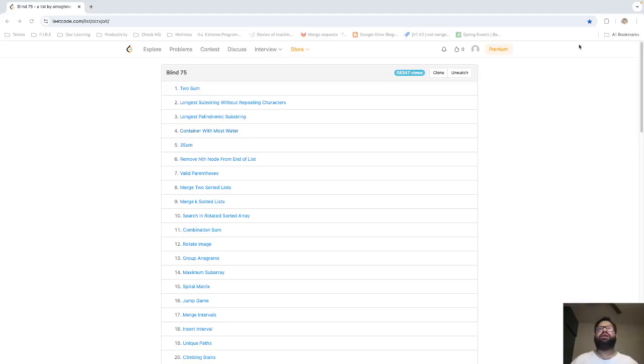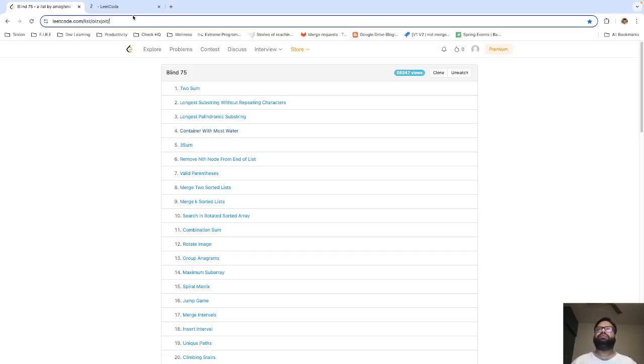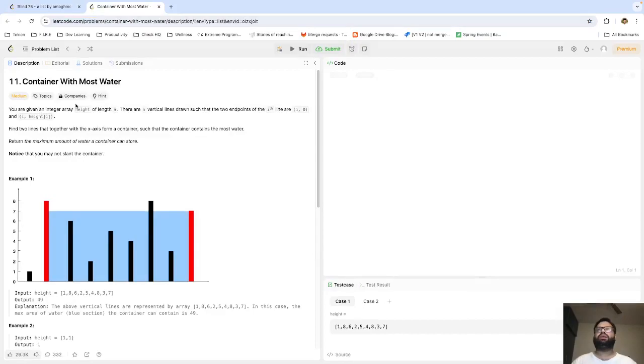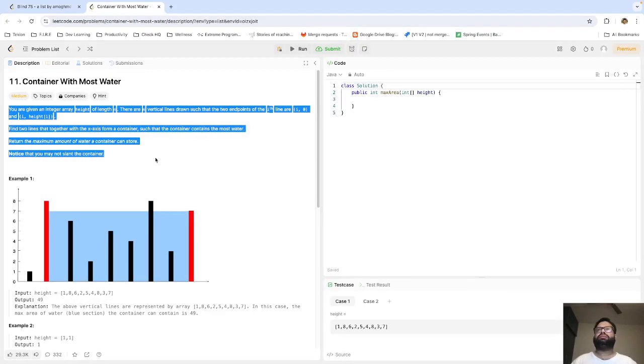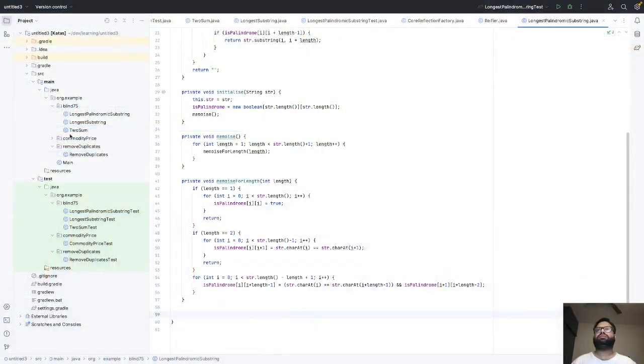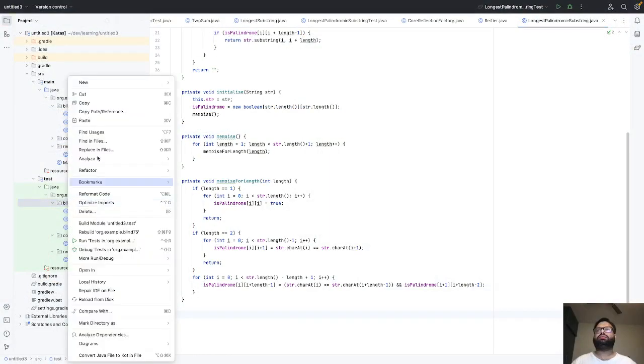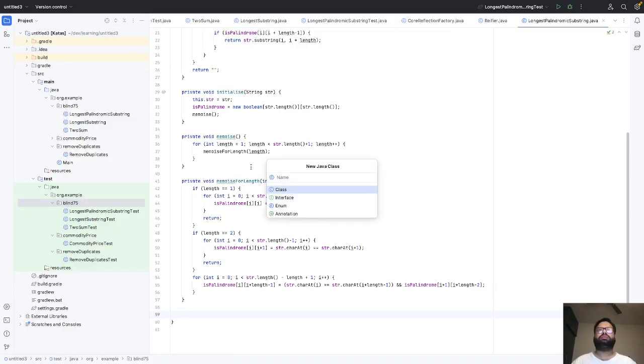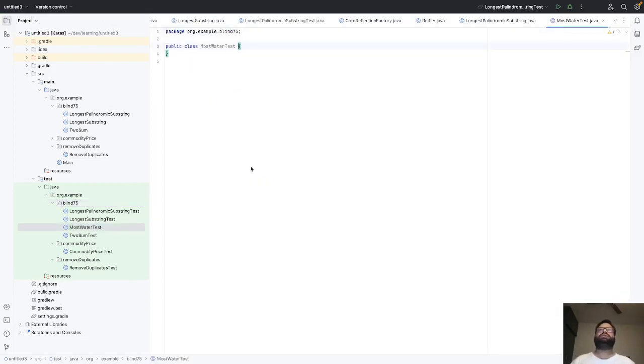Right. Blind 75, problem 4. Container with most water. Most water. Most water test. Copy the problem.